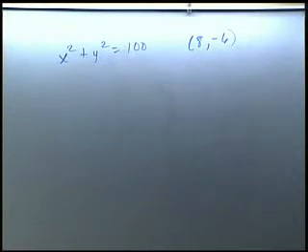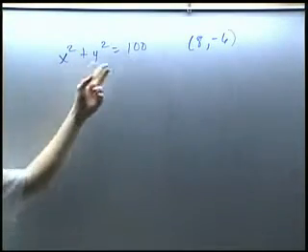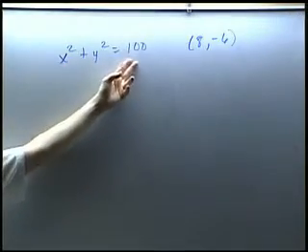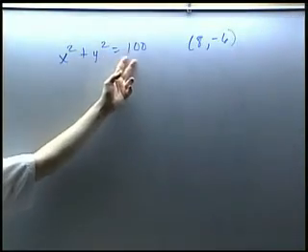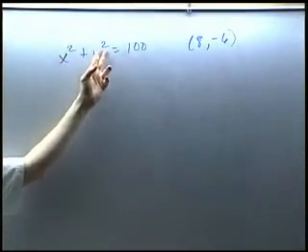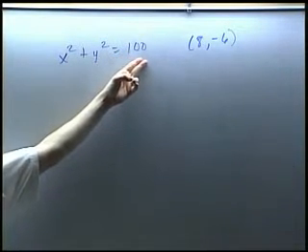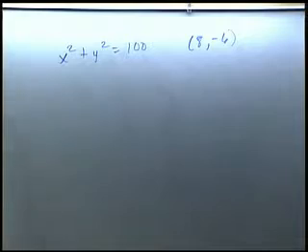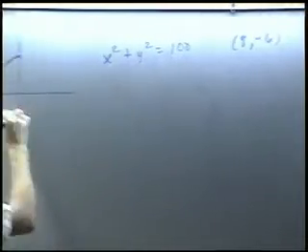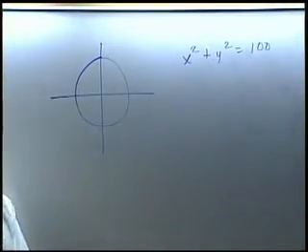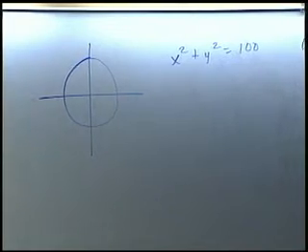Now, I don't know if any of you know this geometrically or not, but does anyone know what this is the equation of? What picture is this? X squared plus y squared equals r squared. This is a circle. So this is just basically a circle centered at the origin that's got a radius of 10, because the square root of 100 is 10.